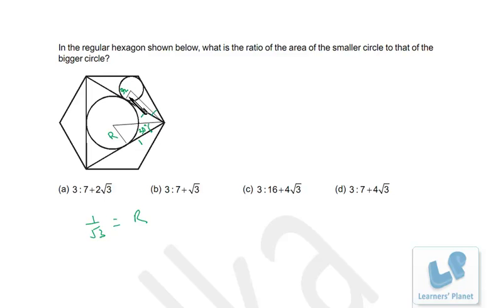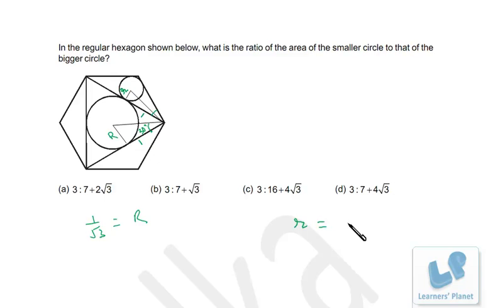Similarly, in this triangle, this is R, this is 1. So the ratio of this will be given by tan theta, but the angle over here is 15 degrees. So tan 15 degrees is equal to R by 1, right? So R is tan 15 degrees.